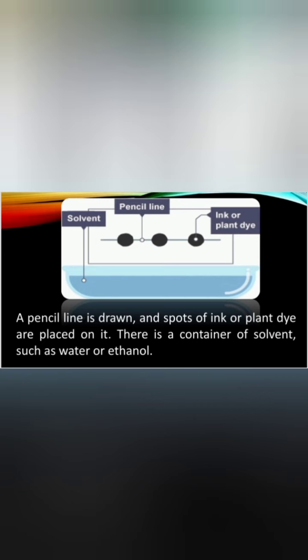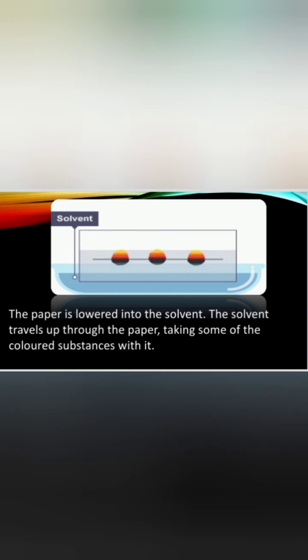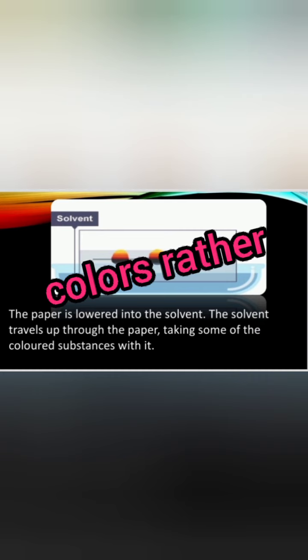For a clearer picture of it, here in the picture, a pencil line is drawn and spots of ink or plant dye are placed on it. There is a container of solvent such as water or ethanol. We don't know yet what the colors are or how many colors will be separated during this process. Here, the paper is now being lowered into the solvent. The solvent travels up through the paper, taking some of the colored substances with it. I believe there are three spots now that are visible.